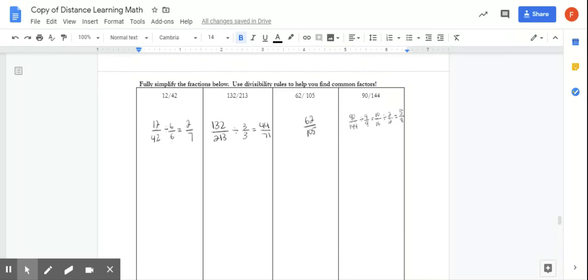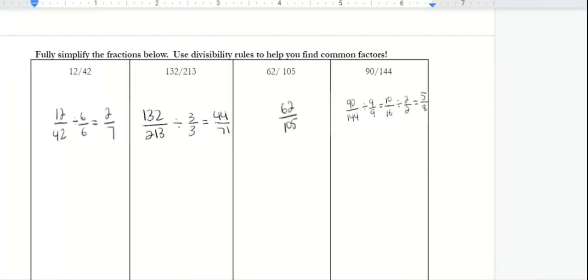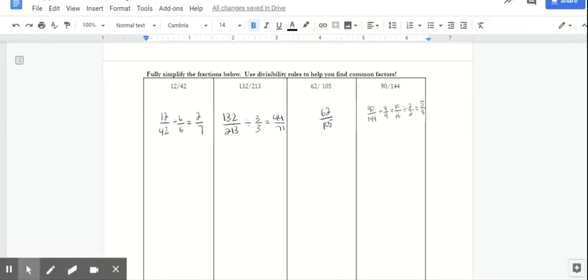62 over 105, we know that a number ending in 5 can only be divided by 5, and 62 is not divisible by 5. So we're going to leave that as is. That is our simplified fraction. Now for 90 over 144, we know that both numbers are divisible by 9. Then we're going to get 10/16. And we also know that 10/16 can be divisible by 2. And our simplified answer will be 5/8.